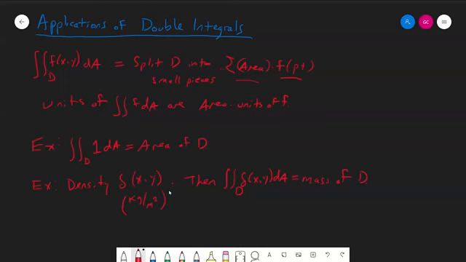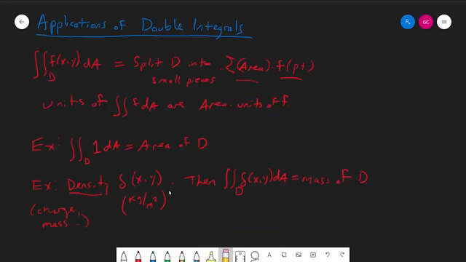And this works, in fact, for any kind of density, not just mass density, but you could have a charge density, for example. Anything that has units of something per area, you can think of as a density function, and then integrating it gives you how much of that thing, how much mass or charge, there is on that thin plate.